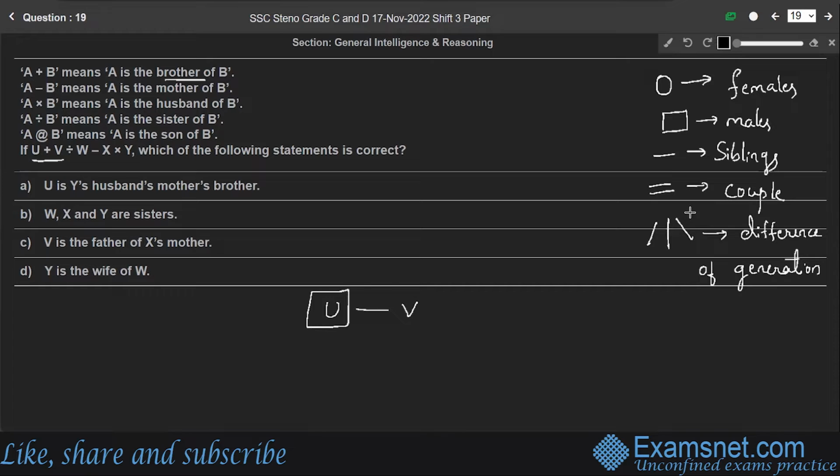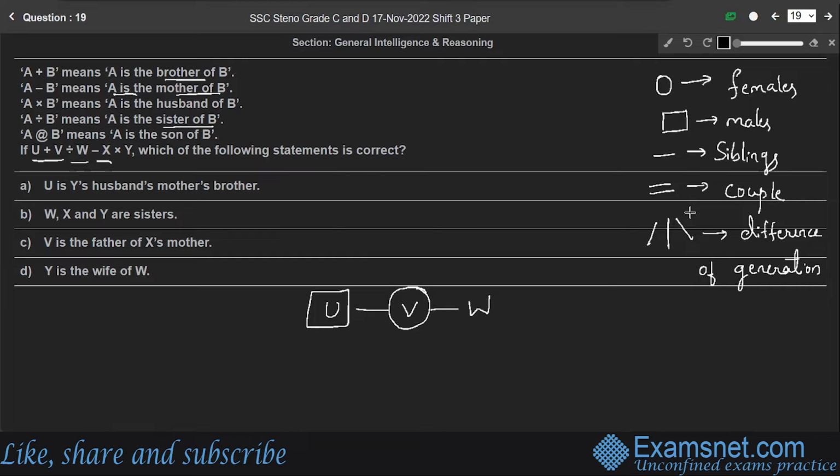Next, V divided by W. That means the first person is the sister of the second person. Therefore, V is the sister of W. So V and W are again siblings. V is a sister, which means V is female. Next, W minus X. Minus means the first person is the mother of the second person.